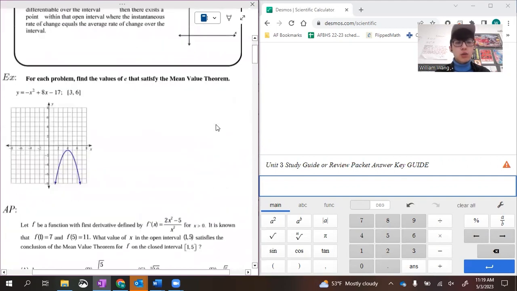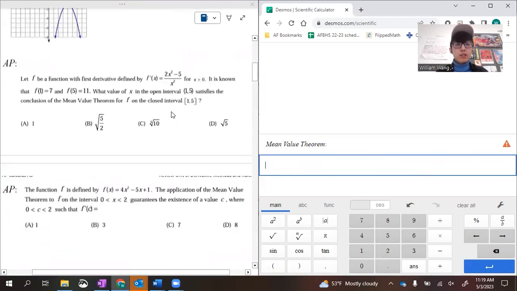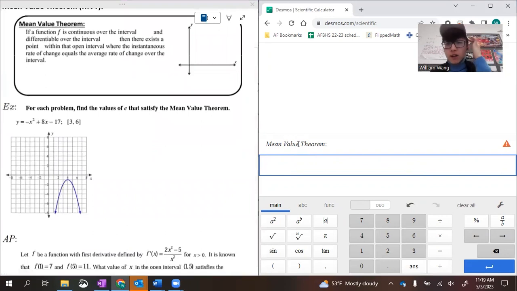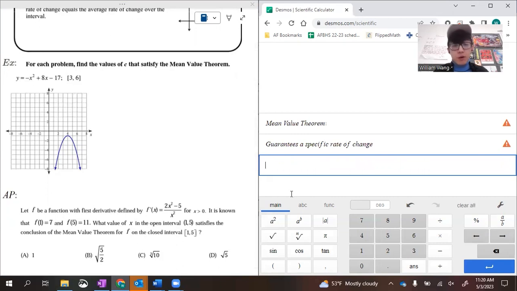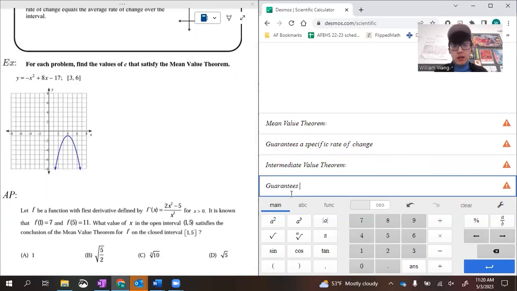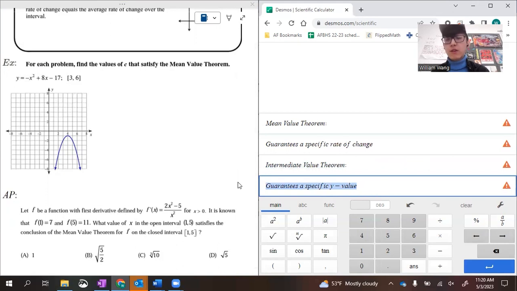All right, so let's start with mean value theorem. That is the first topic. And what does mean value theorem say again? Well, hopefully you have your notes, but mean value theorem, if I were to put it into words, basically guarantees a specific rate of change, right? And this is different. If you remember earlier, I think packet 1 or 2, we learned intermediate value theorem. That guarantees a specific y value, right? So different. The mean value theorem guarantees a specific rate of change. Intermediate value theorem guarantees a specific y value.